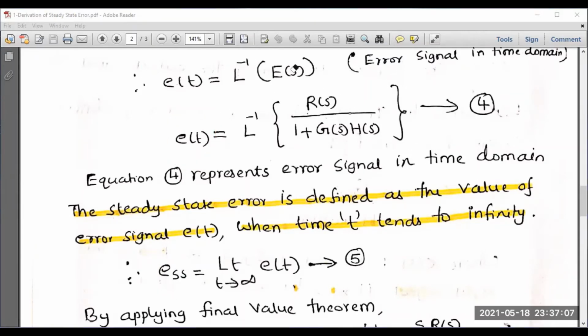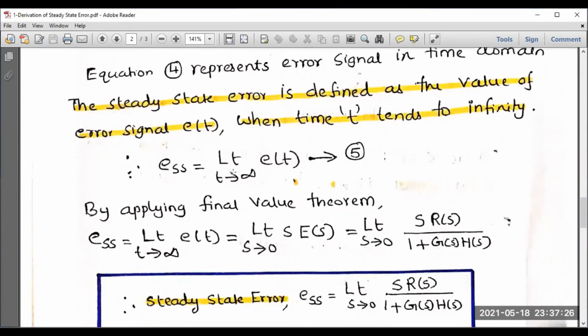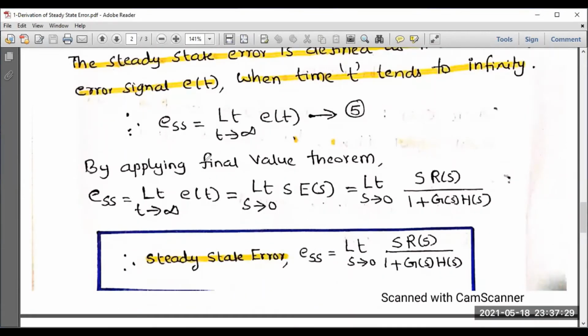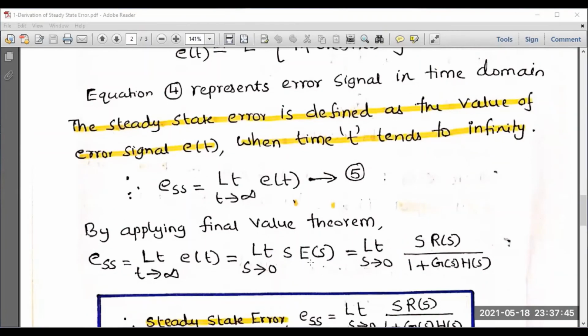Now in place of E of t, you are going to substitute this particular value. I have to apply the final value theorem. t tends to infinity is very difficult to solve, so I am going to apply the final value theorem. What is the principle of the final value theorem? By applying the final value theorem, limit t tends to infinity E of t can be written as limit s tends to 0 s into E of s. You know the value of E of s very clearly. We have derived the expression for E of s.